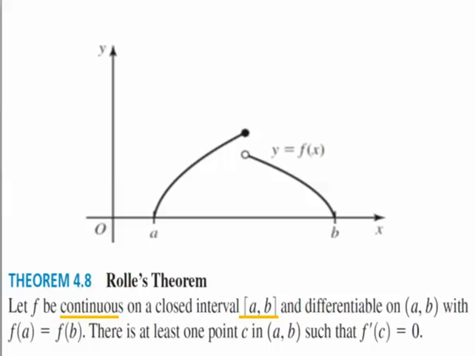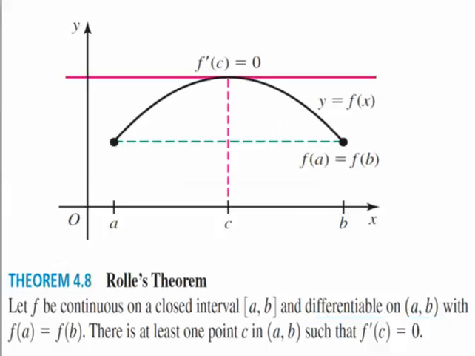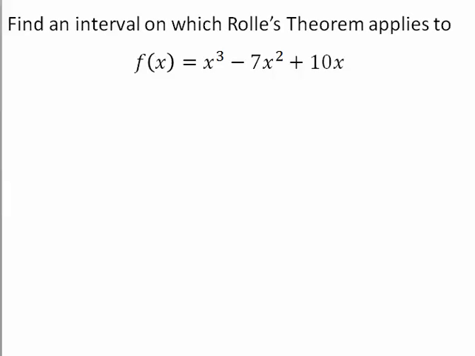Now, you've got to have a continuous function. If you don't have a continuous function, then there's no guarantee of a horizontal tangent line. Likewise, if there's any place where the function is not differentiable, if there's a cusp someplace, then again, there's not a guarantee of a horizontal tangent line. Also, the height of the function at a has to be equal to the height of the function at b.